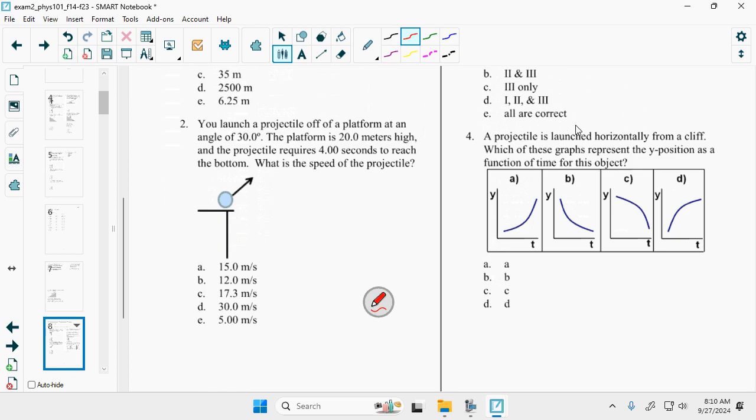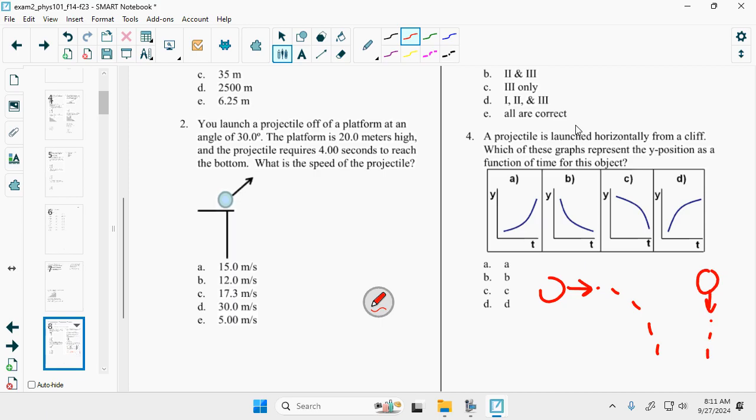You will see some like number 4 where you have graphs. You shouldn't be surprised, by the way, by the quiz because it'll look a lot like what each of these exams look like for chapter 3, for projectile motion and for vectors. So you have a projectile that's launched horizontally from a cliff. That means that it looks like this, launched like that, and I want you to tell me what happens to the y position. So this y position versus time is going to be the same as an object that's just dropped from some height and goes down that height.